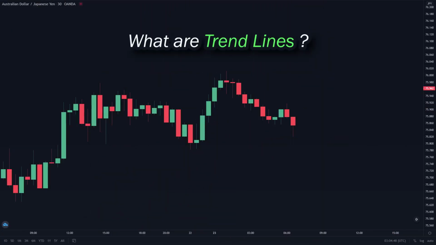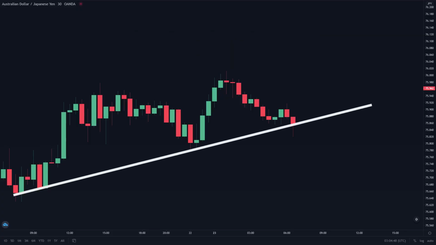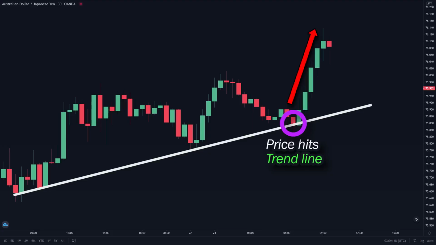First of all, what are Trendlines? So Trendlines are simply key levels that are formed in a trending market. And the reason we draw them is because usually when the price approaches these key levels, it can offer you multiple high win rate trade opportunities.